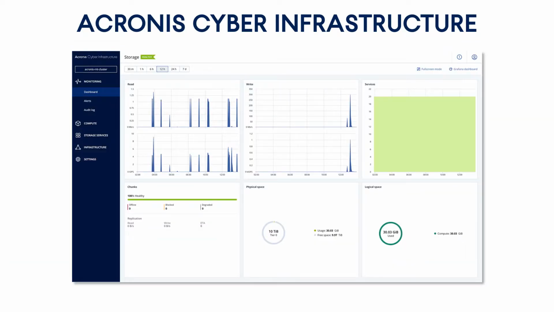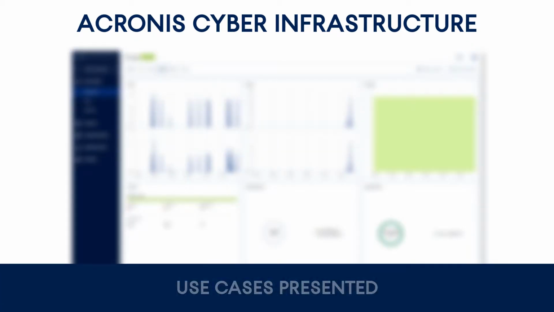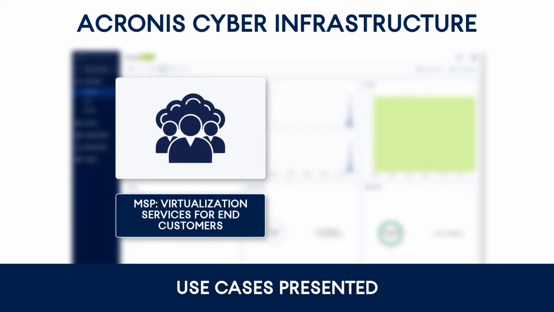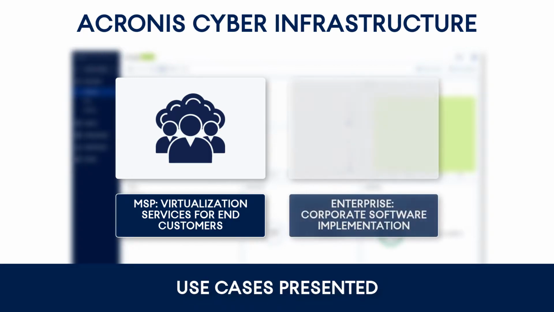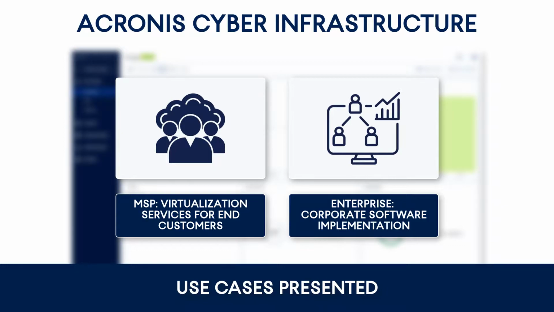In this video, we'll have a look at two hot scenarios for the use of Acronis Cyber Infrastructure. The first scenario assumes that Acronis Cyber Infrastructure is used by a managed service provider who offers a number of virtualization services to their end customers. In turn, the second scenario implies that the Acronis Cyber Infrastructure is used by a large enterprise, which is planning to implement new corporate software, for example, a sophisticated ERP system. The enterprise considers several potential solutions for competing vendors.